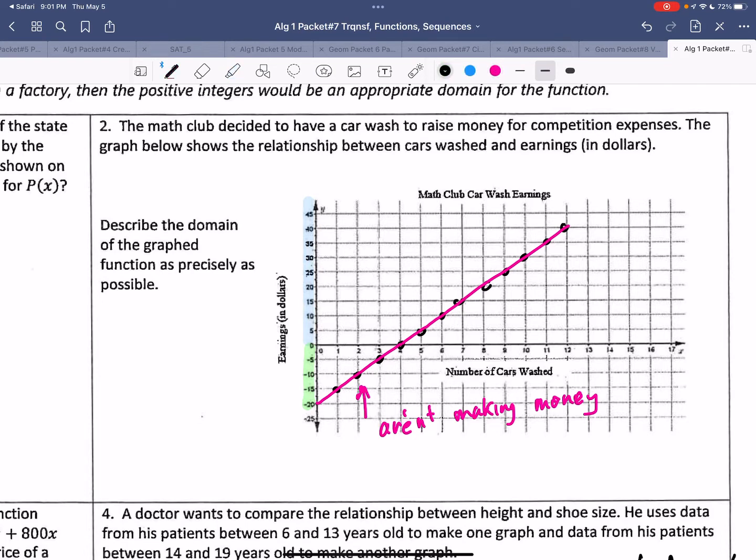So here our earnings are negative, and then the earnings become positive, right? So it says, describe the domain in the graph. So it looks like our X values are ranging from 0 to 12 cars. So we can't wash negative cars. And it looks like at the most, the math club can wash up to 12 cars. Describe the domain. The club washed a total of 12 cars.